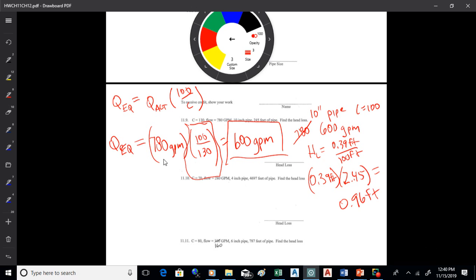So we all right with that? Yeah. Good. Okay. Good deal. The other one's quite similar. In the other one, the flow goes up because it's a rougher pipe. Okay.